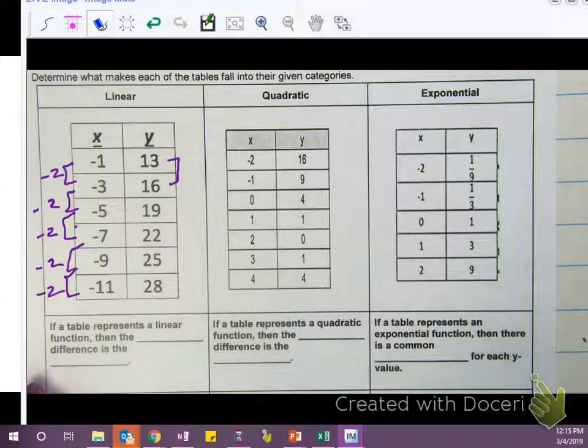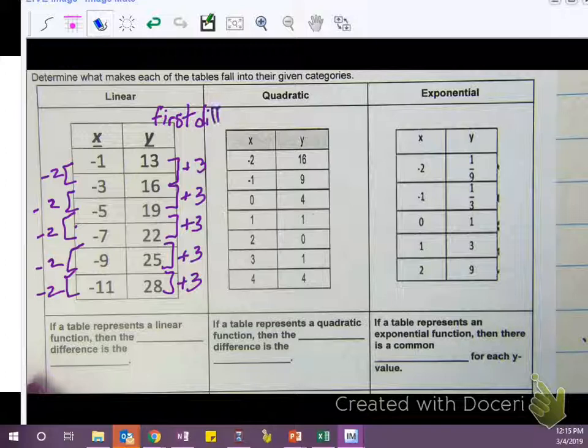13 minus 16. I'm going to do plus 3, yeah. Plus 3, plus 3, plus 3, plus 3, plus 3. So these are the differences between the y. These are called first differences, which is why it makes sense if you subtract, but it's the difference.